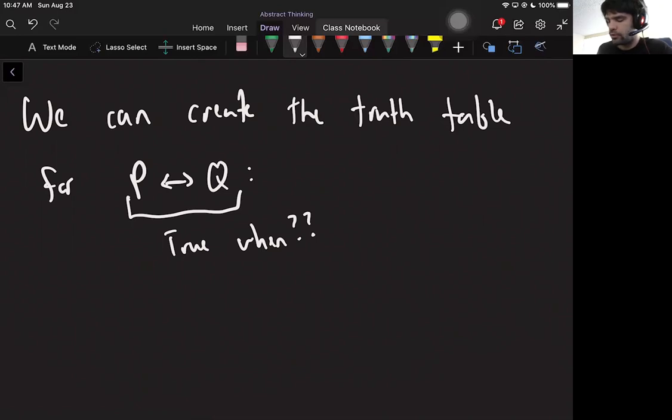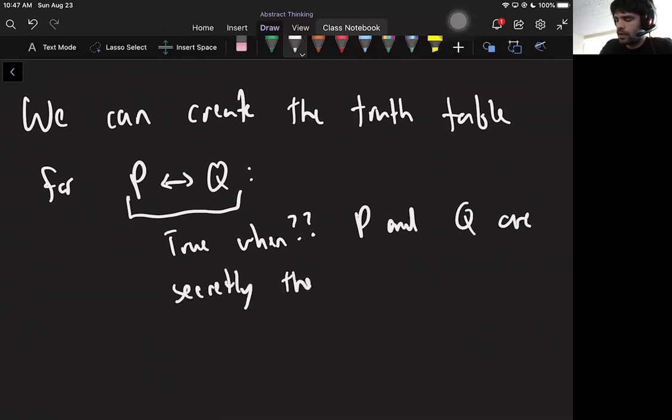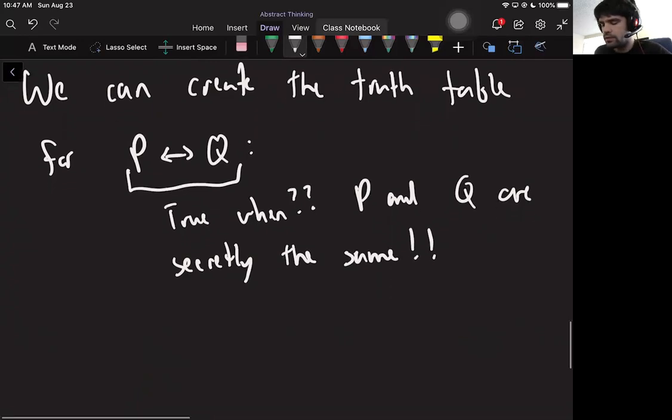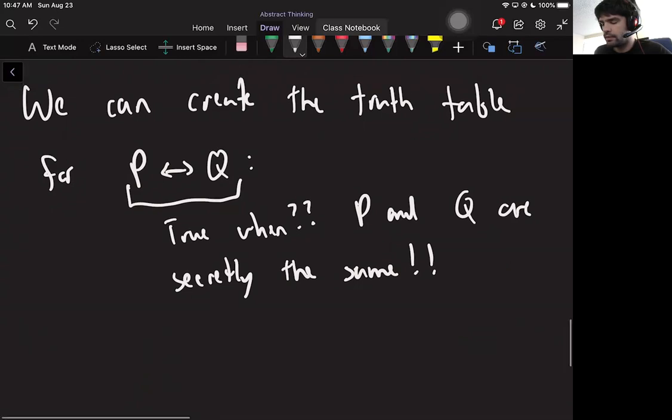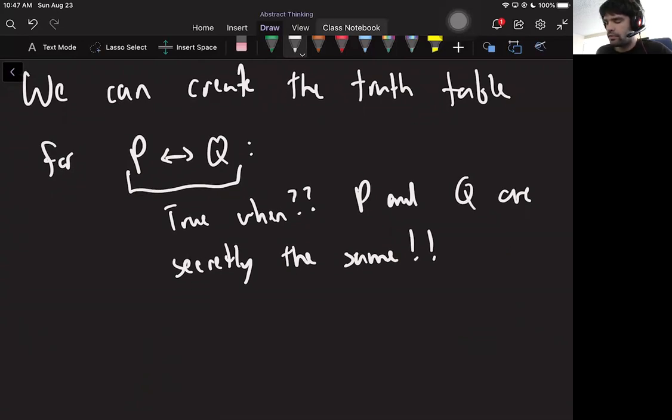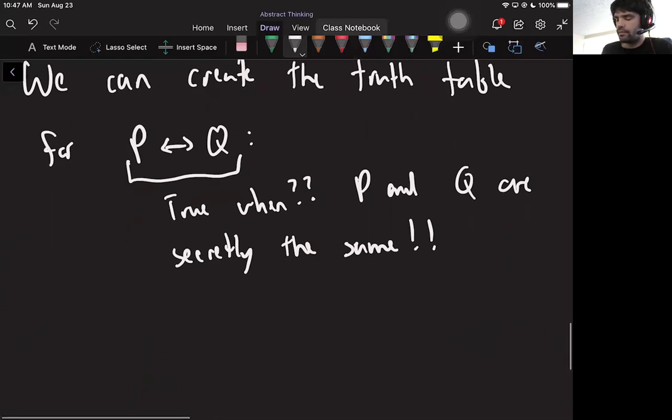Well, for this to be true, that means that P and Q are exactly the same statement, but maybe said differently. So they're like secretly the same. Maybe not so secretly. Maybe you can tell right away that they're the same. But the point is that they are the same. So they should imply each other. That statement should be true if they are true at the same time, but also if they're false at the same time, because they are the same statement.